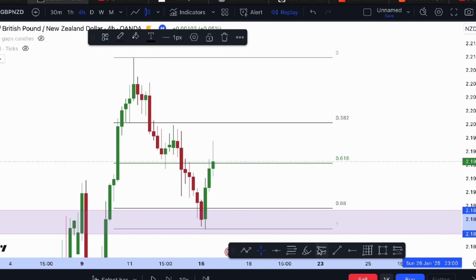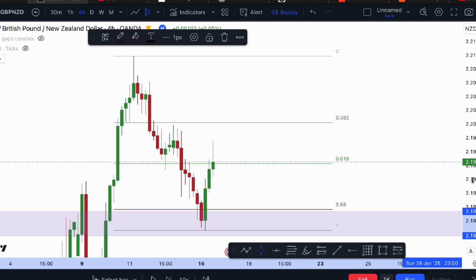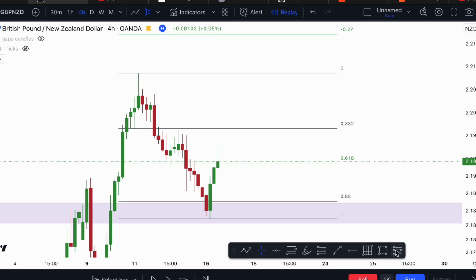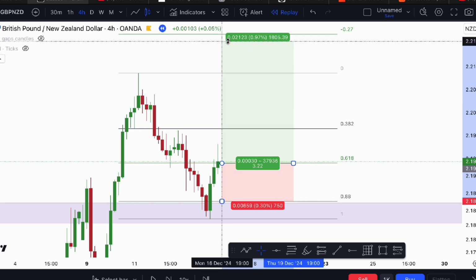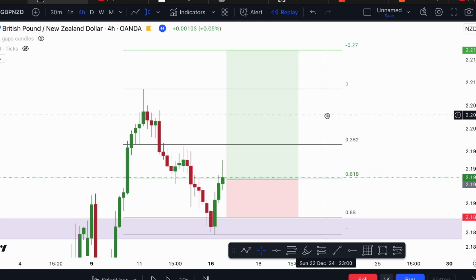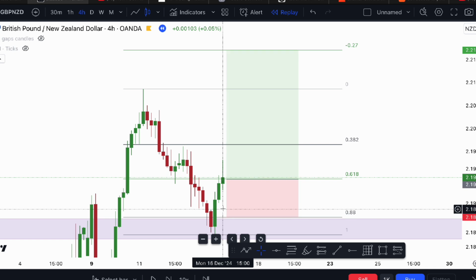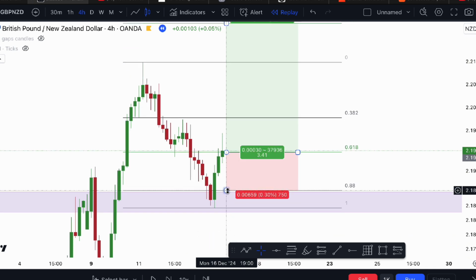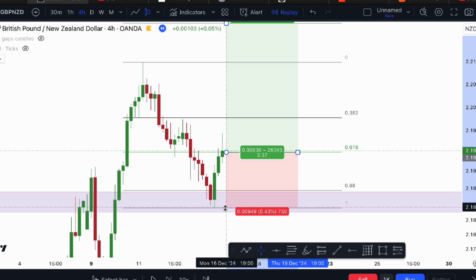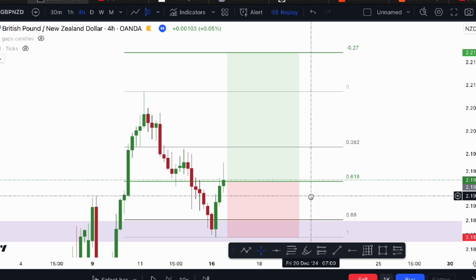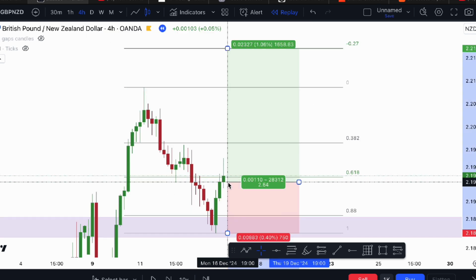Right here you see our 61 level has been broken, so we can put our entry order on the 61 level, our stop loss on the 88, and our take profit on the negative 27. But as you can see, the level where my stop loss is not protected, because the end of the structure is all the way down here. So what you can do to get a 1 to 3 is adjust your entry level.